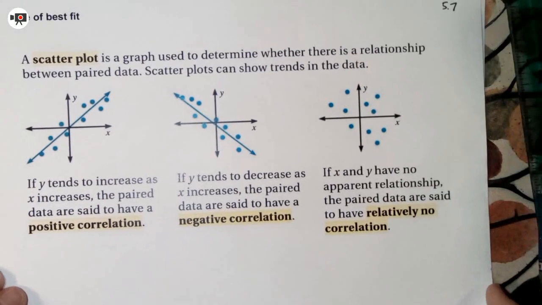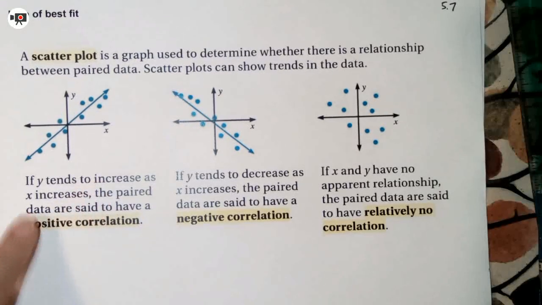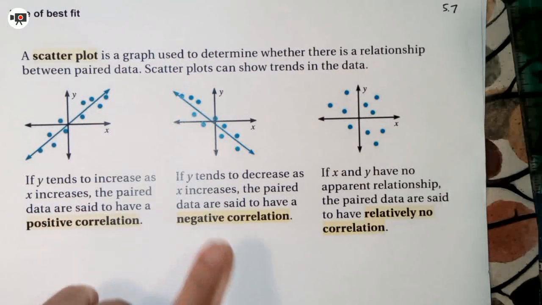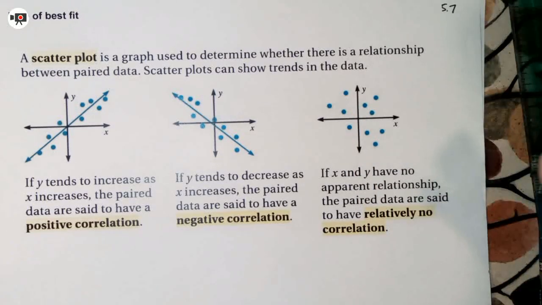Here's a little example listing that. You draw a scatter plot. You've had that in previous years. That's plotting all the data. If y tends to increase as x increases, both increase, then the data is called a positive correlation. If y tends to decrease as x increases, it's said to have a negative correlation. And if it doesn't make any sense to you, just say, well, relatively no correlation or no correlation.